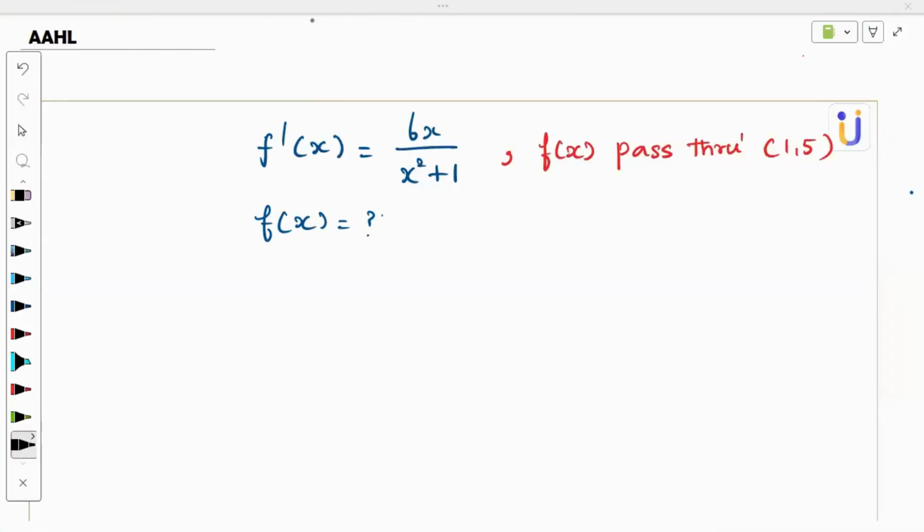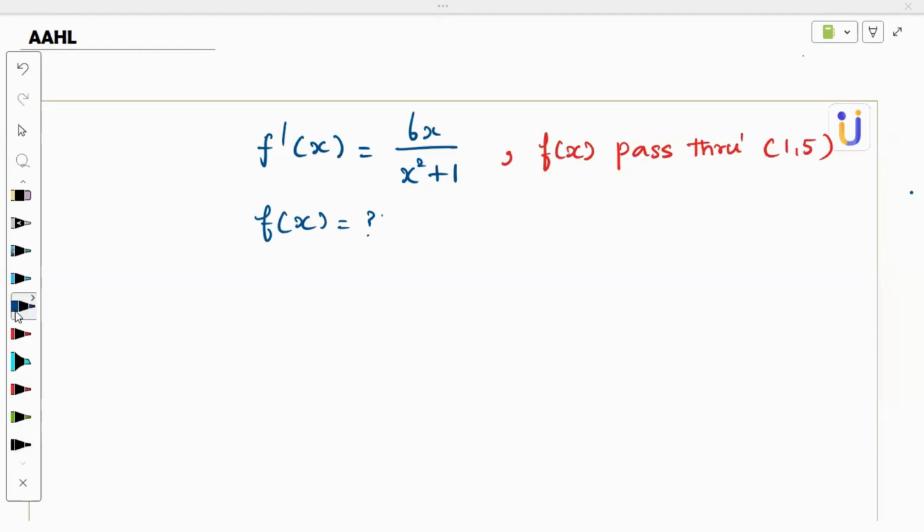Hey everyone, in this question we are going to discuss a basic calculus problem. So f dash of x, the derivative of the function, is given: it is 6x by x square plus 1. And there is another clue, f of x passes through (1, 5). So find an expression for f of x.